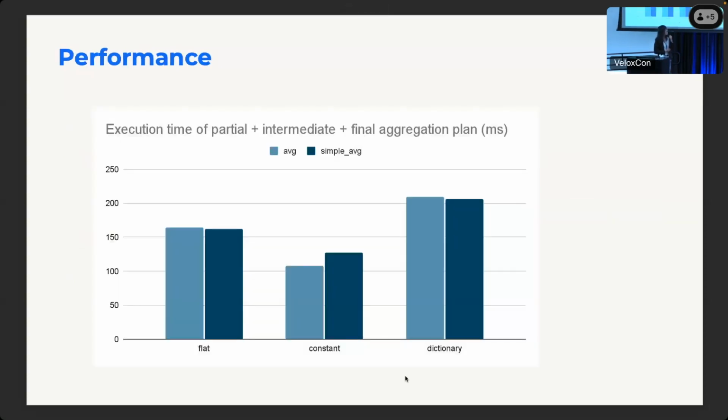We have also compared the performance of the simple implementation of those functions versus the existing vector-based implementation. We found that for the average function, the performance of the simple implementation is approximately the same as the regular implementation on the flat and the dictionary encoded input. The simple implementation on constant encoded input is slightly slower. This is because the regular vector-based implementation of the average function has a faster path for the constant encoded input. So this is due to the limitation that I just mentioned.